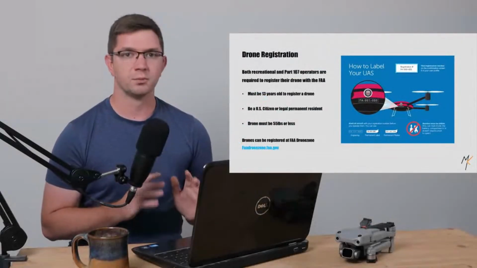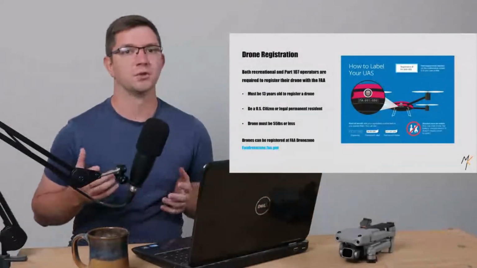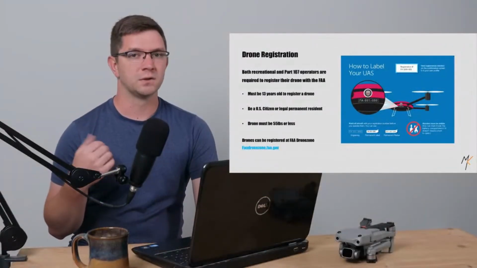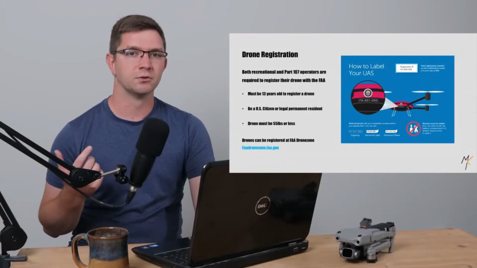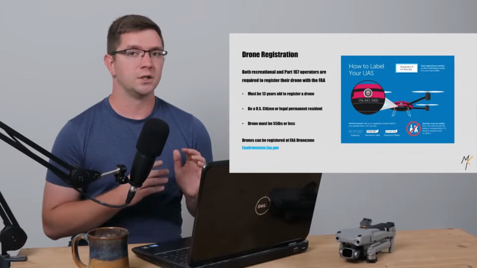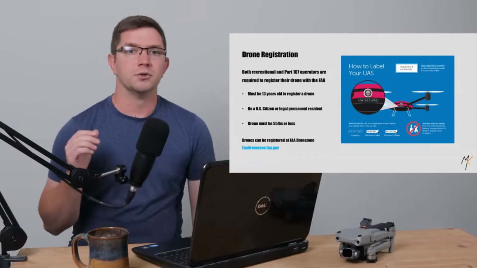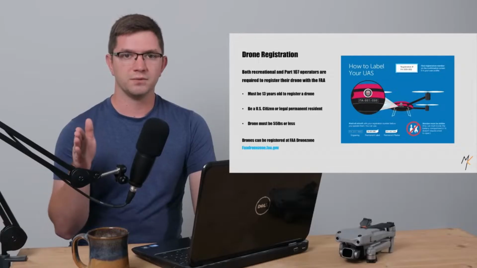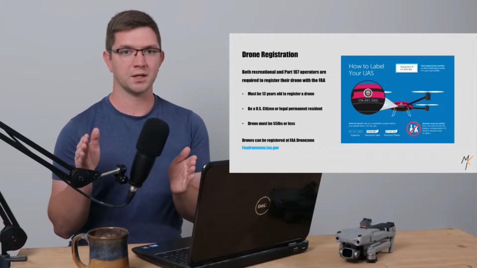It's a very simple process to register your drone if you haven't already. So just know you have to be 13 years or older. You have to be a legal resident in the United States or a US citizen. And your drone has to weigh between 0.55 pounds and 55 pounds.